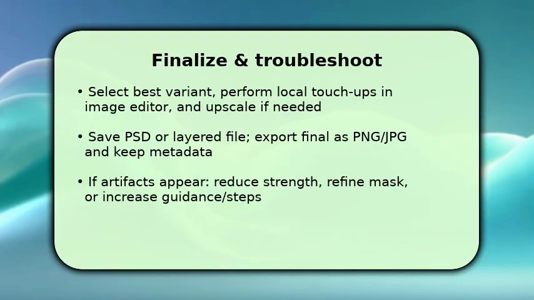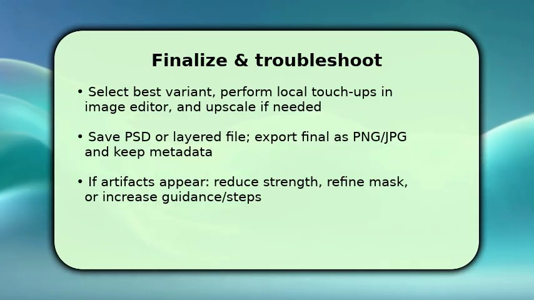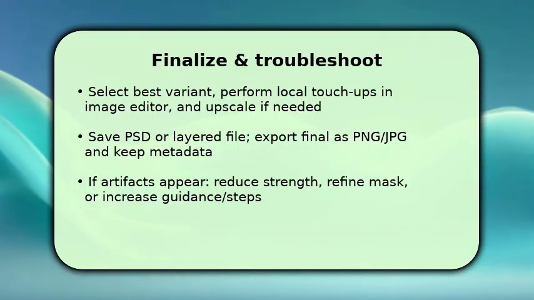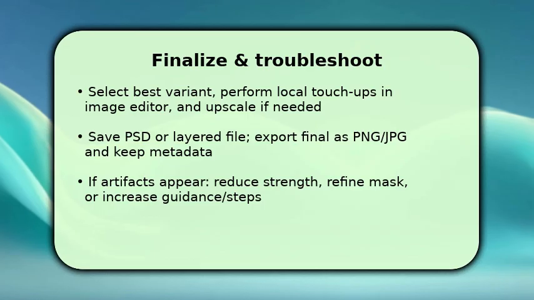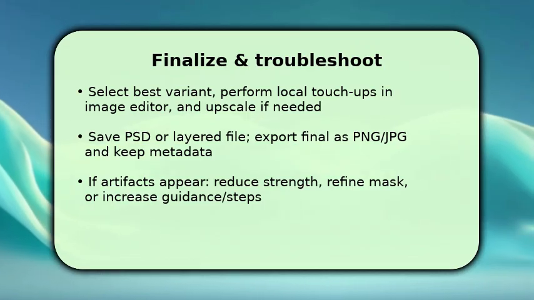If something goes wrong, say odd artifacts or composition shifts, reduce edit strength, tighten your mask, or increase guidance and steps to stabilize the result. Make incremental changes and test. That way you learn why the AI produced each outcome.